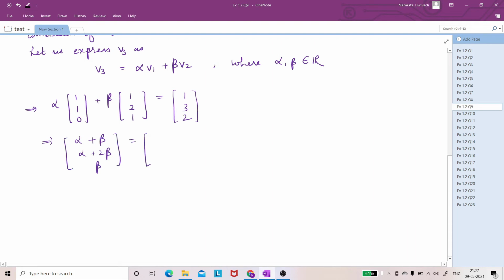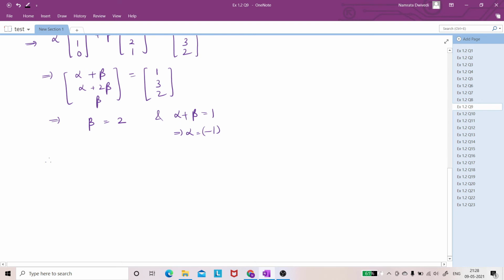Solve with me, if you are able to understand, because all of these examples are based on the previous ones, so we know what we are doing here. So try to solve this on your own. So beta is equal to 2 and alpha plus beta is equal to 1, so this implies alpha is equal to 1 minus 2, which is minus 1. Therefore V3 is equal to minus V1 plus 2V2.